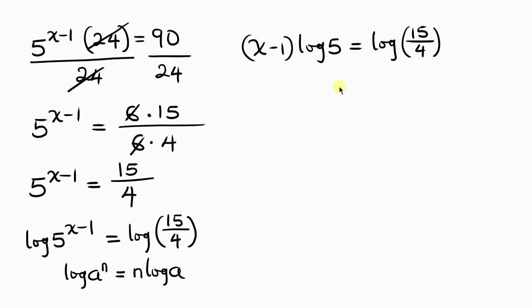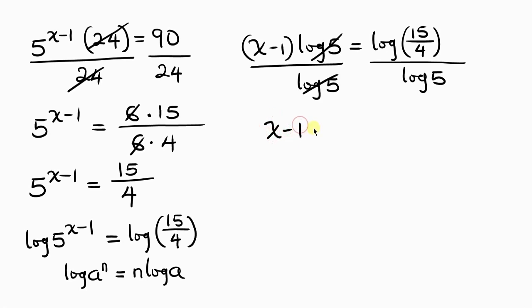Very good. Now, our next step will be for us to divide both sides by log 5. So I'll divide the left-hand side by log 5. I'll divide the right-hand side by log 5. Now log 5 can cancel out log 5 from the left, leaving behind x minus 1 to be equal to, on the right-hand side, the log of 15 over 4 all over log 5.